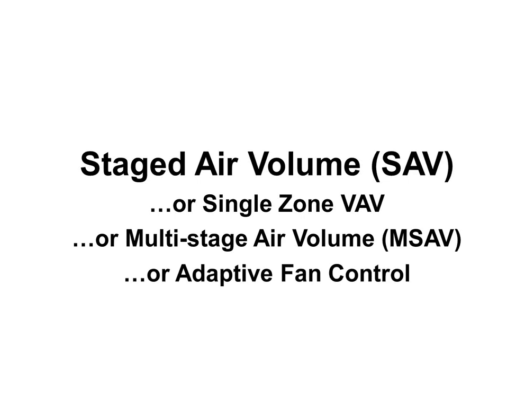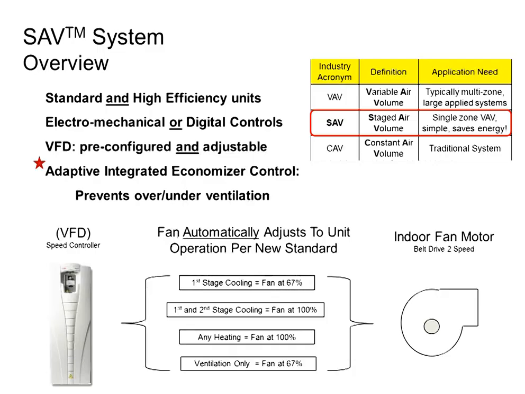So staged air volume, SAV, does go by several different names. You will hear it called by some manufacturers single zone VAV. That's an old name that we used. We were using it 18 years ago when I started here. We weren't doing it on rooftops, we were doing it on air handlers. We called it single zone VAV. One manufacturer calls it multi-stage air volume. Carrier used to call it adaptive fan control until a couple years ago when they decided to use the SAV name like some of the other guys, because SAV sounds kind of like VAV, so people sort of get it a little bit, although it does kind of confuse things sometimes. But you might hear any one of these names. For today's purposes, I'm just going to call it SAV.